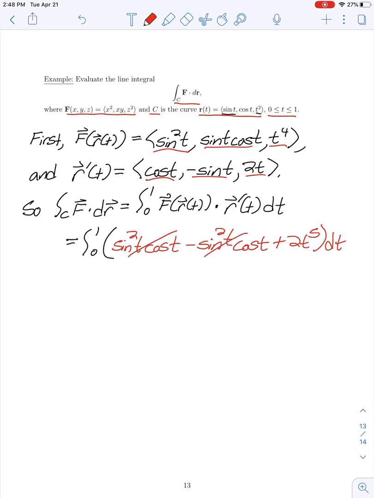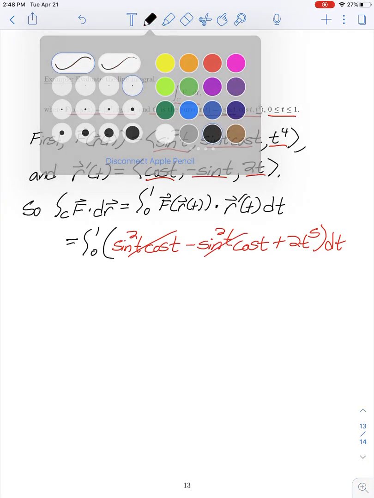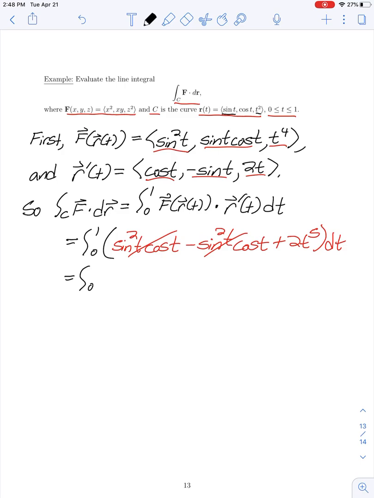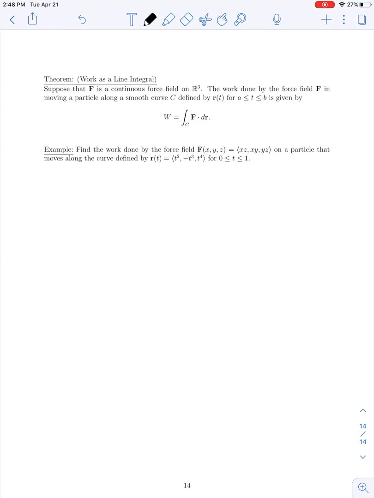So we see here our first two terms cancel, and we are left with just the integral from 0 to 1 of 2t to the fifth dt. So our antiderivative is then 1/3 t to the sixth from 0 to 1, which leaves us with a constant 1/3.